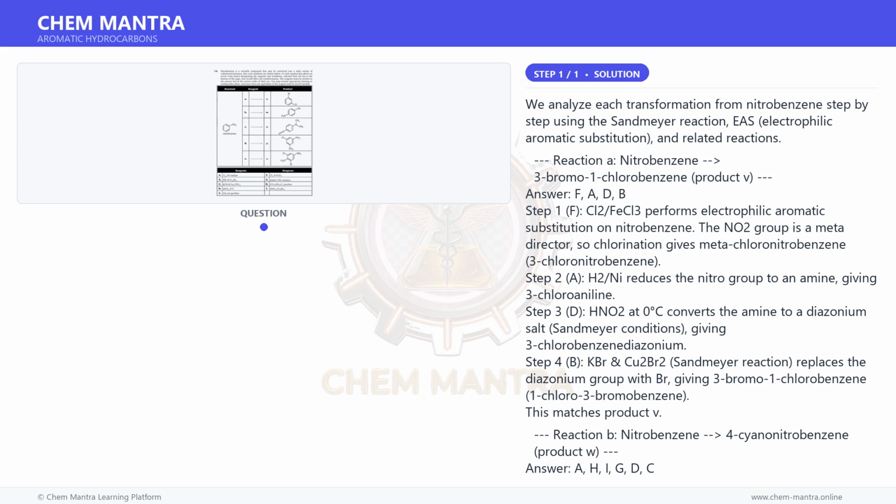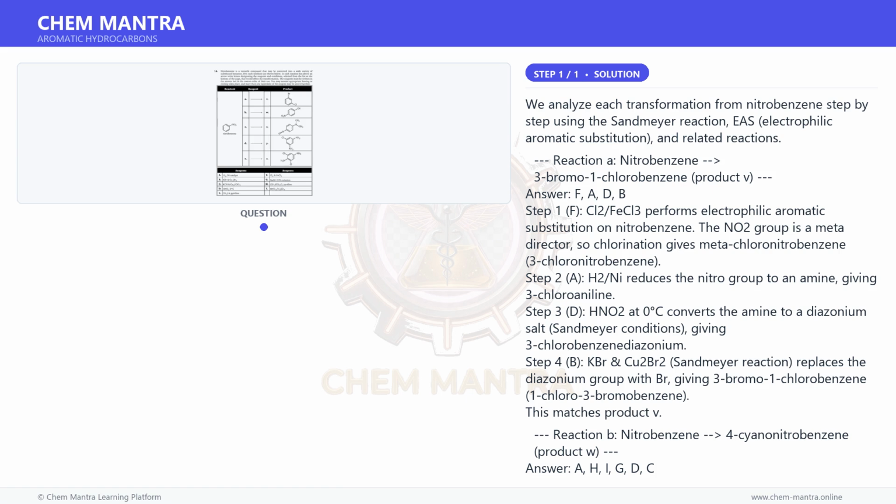Step 5. G, NaOH, now hydrolyzes the acetyl group, regenerating NH2. Step 6. A, H2/Ni, reduces the NO2 groups to NH2 groups. This multi-step sequence builds the polysubstituted ring with both Cl and NH2 groups at specific positions matching product Z.